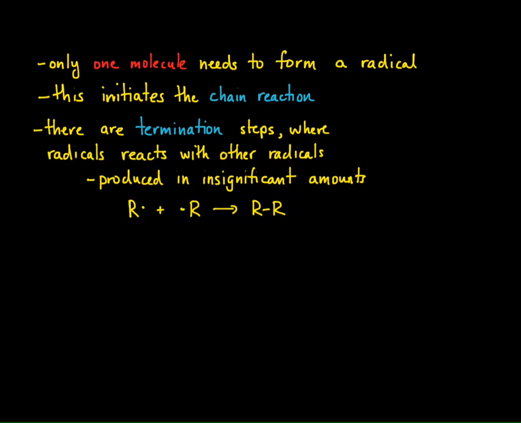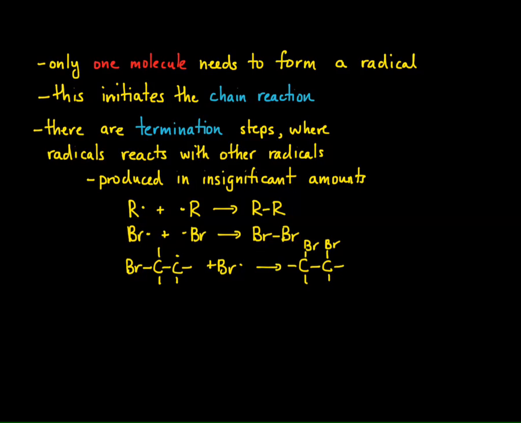Essentially, whatever radicals are present can react with other radicals. So if I have an alkyl radical, it can react with another alkyl radical to give me an alkane. If I have a bromine radical, it can react with another bromine radical to give me a bromine molecule. If I have an alkyl bromide radical, it can react with a bromine radical to give me a dibromide, right? So these are three possibilities of quite a number of possibilities.